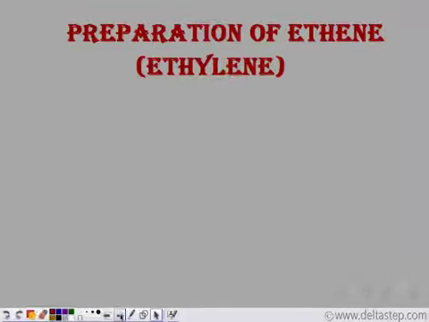Alkenes are unsaturated hydrocarbons having the general formula CnH2n. Let's see how we can form these alkenes using different methods. Let's start with the first alkene, that is ethene. The common name of ethene is ethylene. Let's look at the laboratory preparation of ethylene.